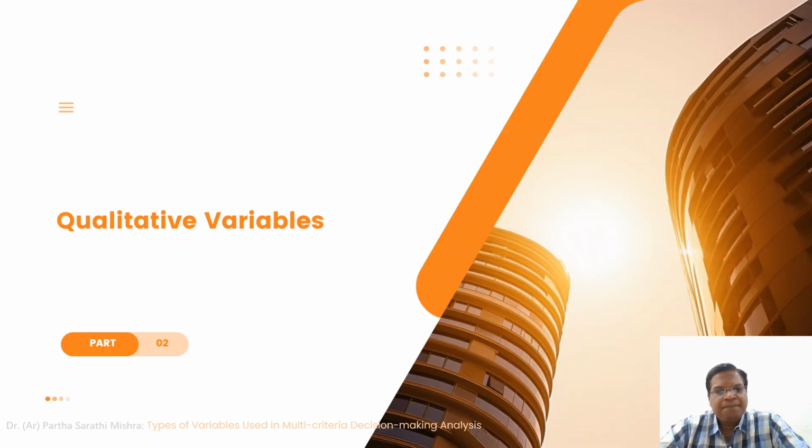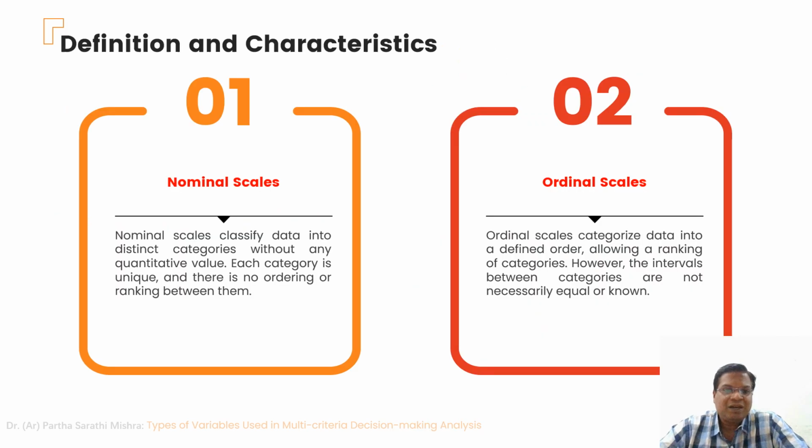Next, we have to see the different types of data or variables. Firstly, we have to check the qualitative variables. Now, what are the qualitative variables? These are basically of two types: one is the nominal scale and the other is the ordinal scale. Nominal scale classifies data into distinct categories without any quantitative value. Each category is unique and there is no ordering or ranking between them.